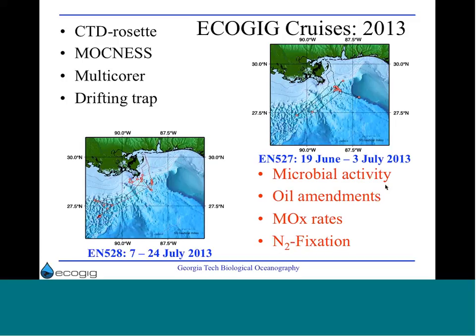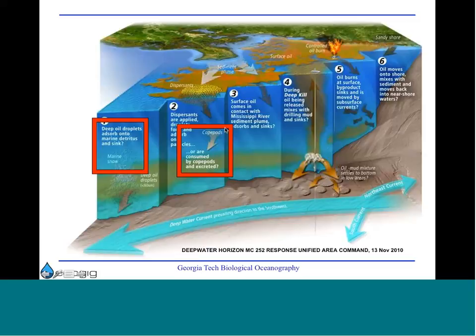In 2013, we sampled the water column with our CTD rosette. We used the mock nest to sample zooplankton. We use a multi-core to collect sediment samples. And we have a sediment trap that lets us tie what's happening in the water column to what's down on the sea floor. On all of our cruises, we measure microbial activity. We carry out experiments to begin to understand what's happening with the ecosystem when we add oil. And we measure a variety of microbial and plankton rates.